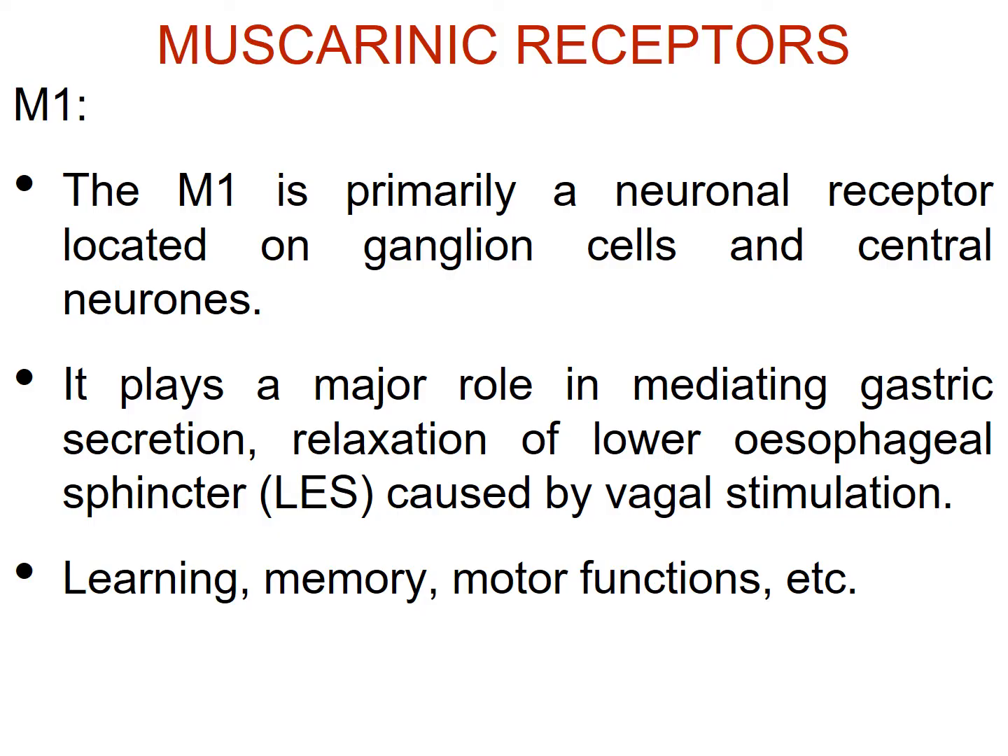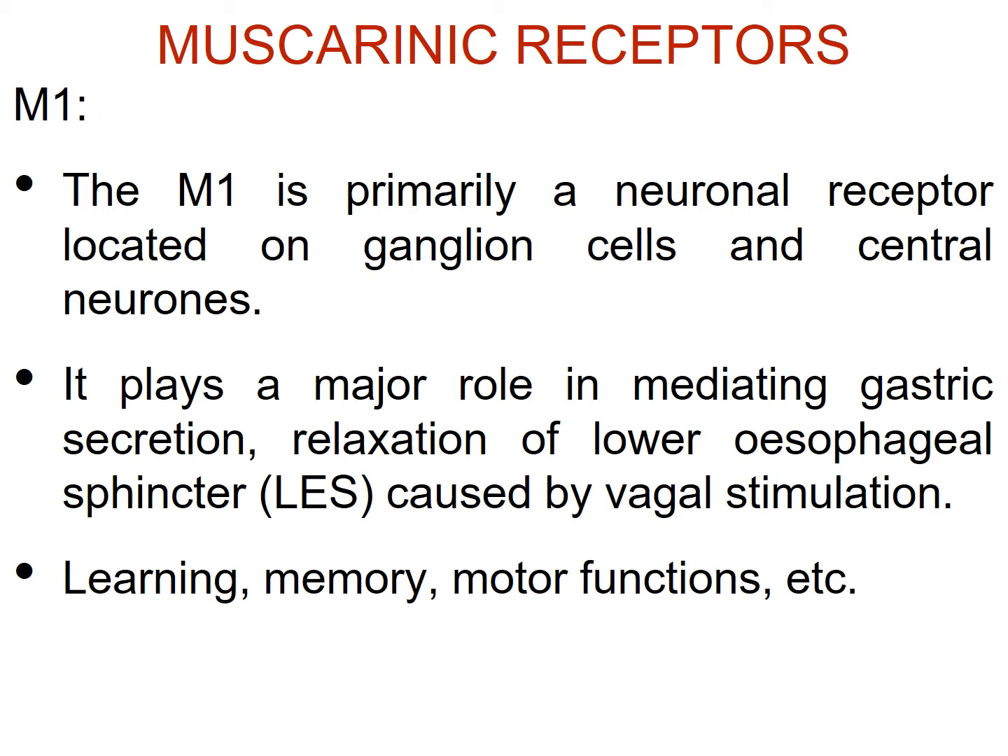Now we will see individually the different types of muscarinic receptors. These muscarinic receptors are selectively stimulated by muscarine and blocked by atropine, and they have shown a little subtype selectivity of agonist, but the muscarinic antagonists have more subtype selectivity, subtype that is M1, M2, M3, M4, M5.